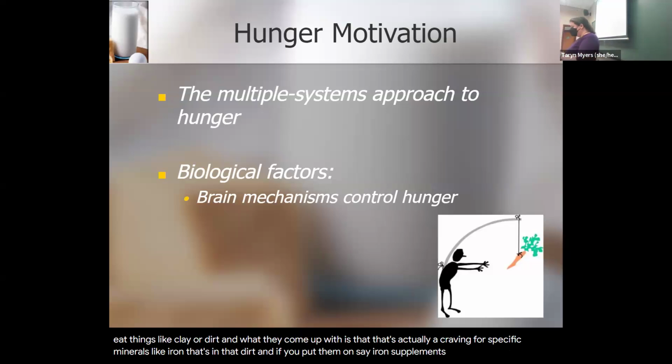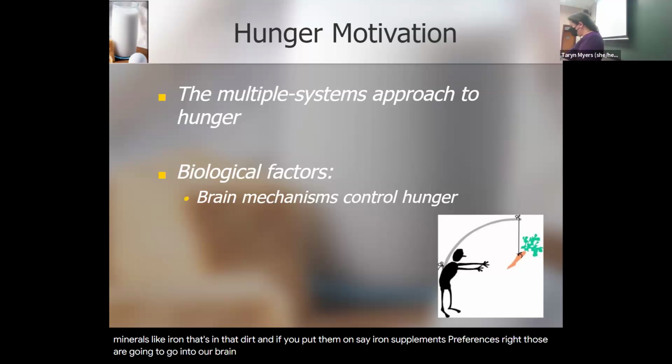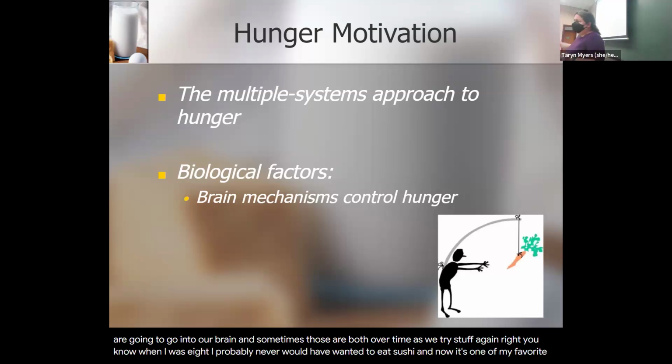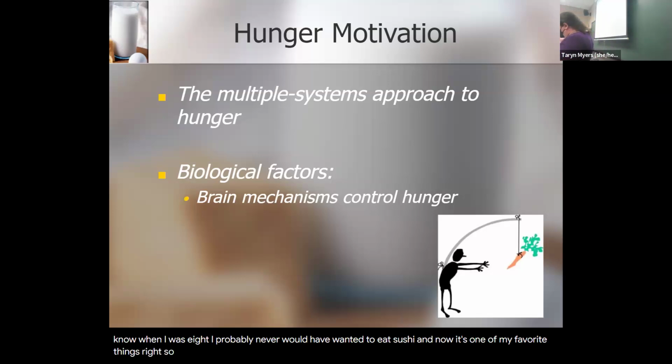Food preferences, right? Those are going to go into our brain. And sometimes those evolve over time as we try stuff again. When I was 8, I probably never would have wanted to eat sushi, and now it's one of my favorite things. So our preferences change over time.